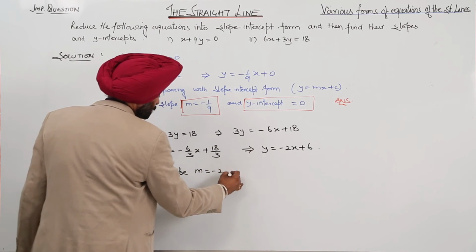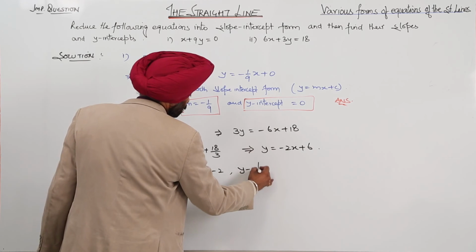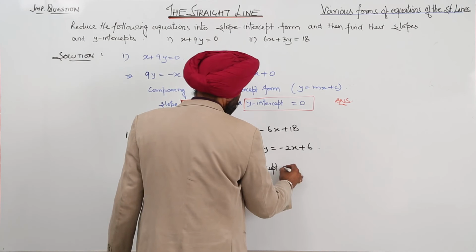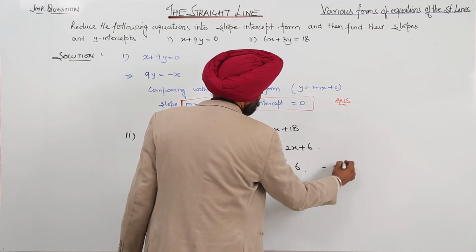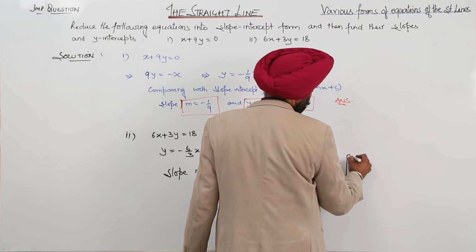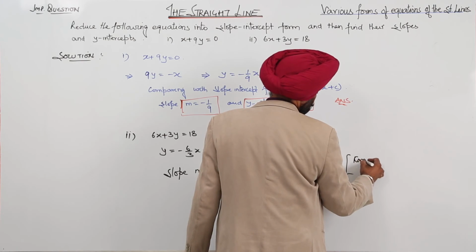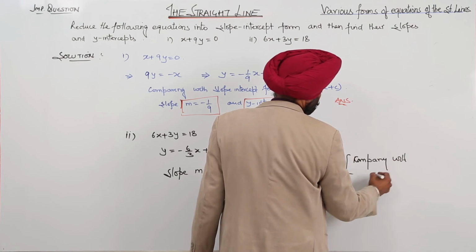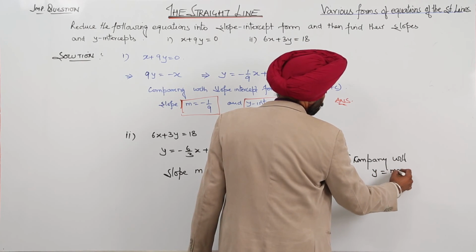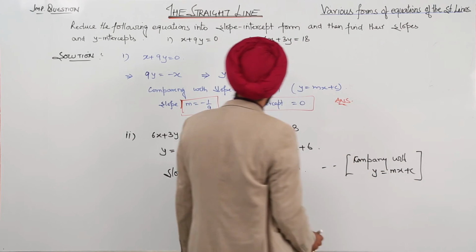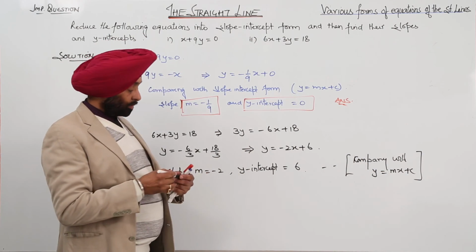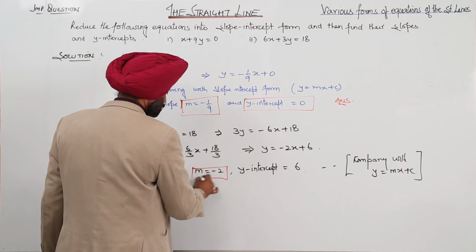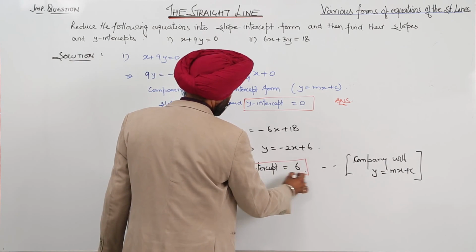Slope m is minus 2 and y-intercept is equal to 6. Comparing with y is equal to mx plus c, already written above. So again we are having the slope for the second part and the y-intercept for the second part.